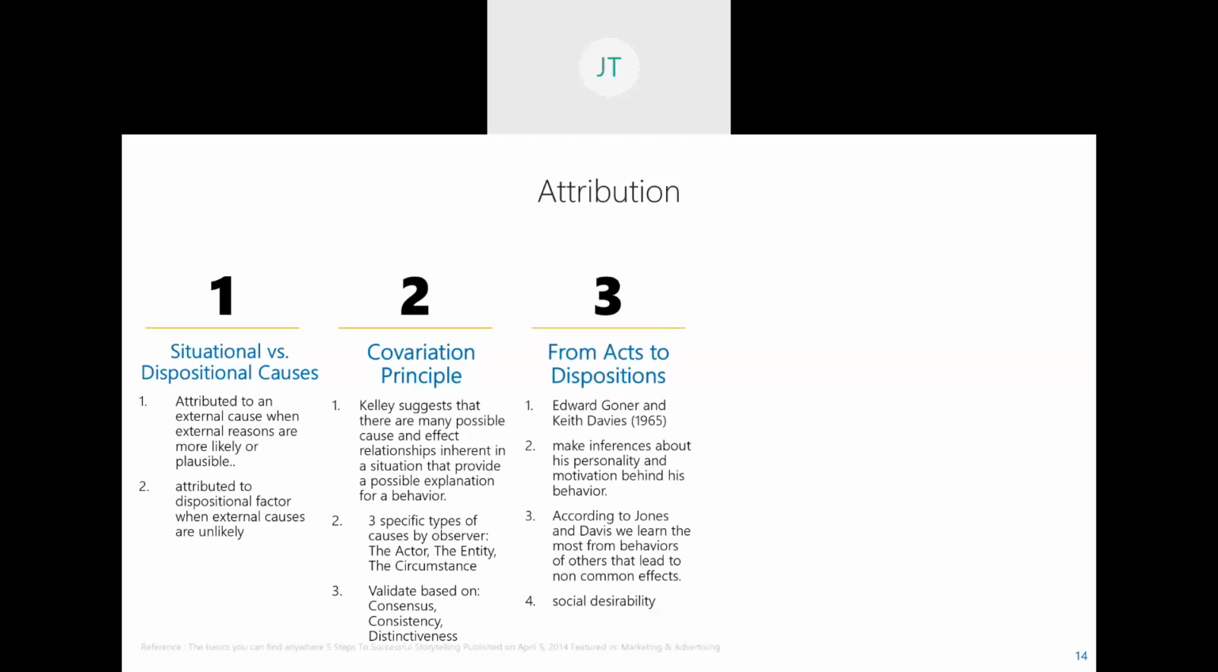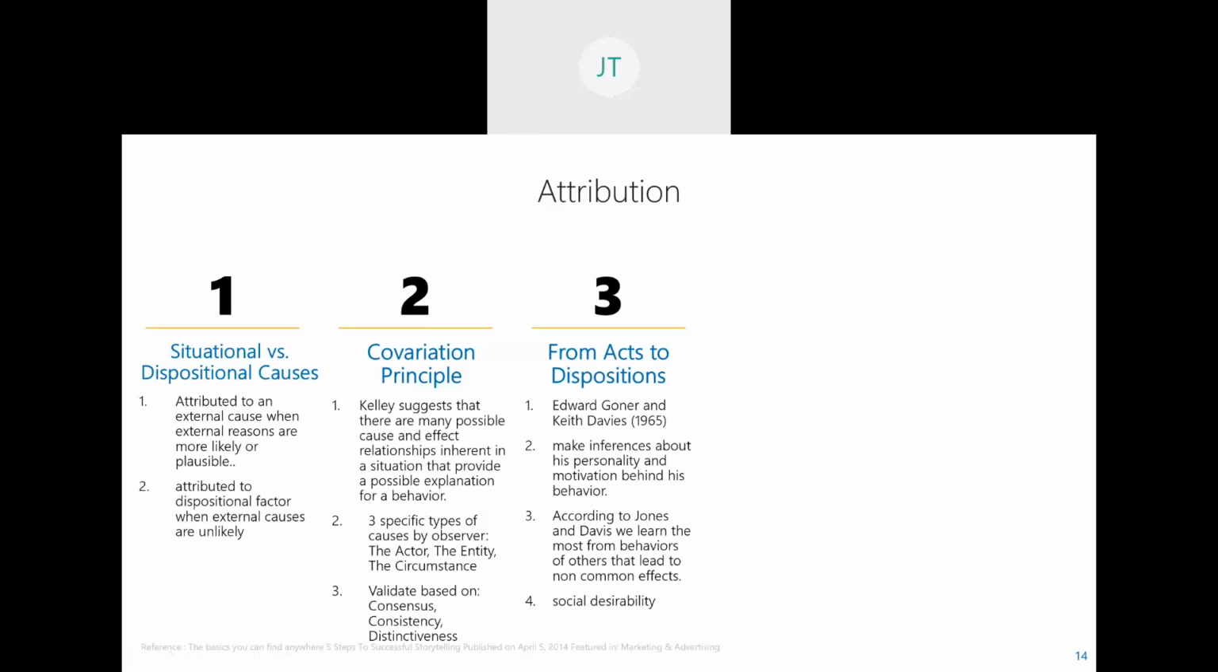The third principle that we have is acts of disposition. Edward Jones and Keith Davis in 1965 started it to make inferences about, let me read it, his personality and motivations behind his behavior. So personality and motivation are put together for acts to disposition. According to Jones and Davis, we learn the most from behaviors of others that lead to non-common effects, right? Whenever there is a really uncommon outcome from the behaviors, that is when we learn the most. If it is expected, if it is common behavior, we really don't make an impression. But if something out of the blue, a very uncommon effect happens, then we look at it. And from a social desirability perspective, we look at whether the outcome was really socially desirable or not. That is where we start connecting the acts to disposition.